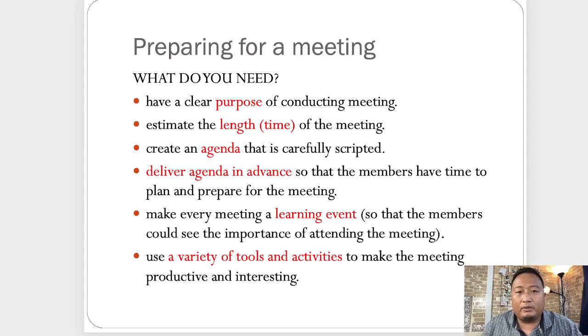If you go more than half an hour, for example, you are doing a meeting right now, and you reach the half an hour time limit, and you don't come up with any decision, then your marks will be deducted.